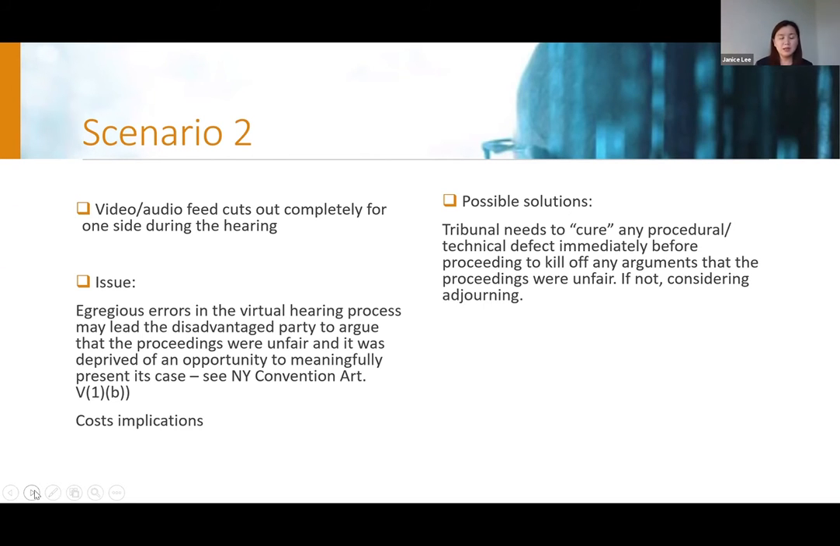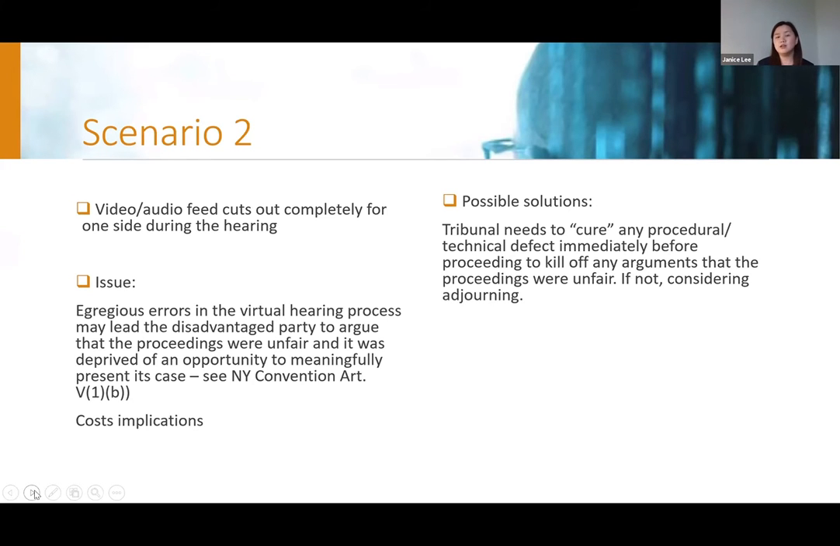One of the parties may say, hey, you know what, I wasn't actually given the chance to present my case properly. It was unfair for me. I was deprived of this opportunity. That's one issue. Another issue is cost. Because of maybe a technical interruption, you have to reschedule, you have to postpone a hearing.